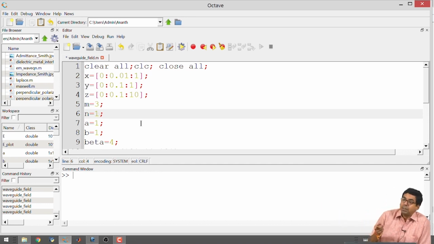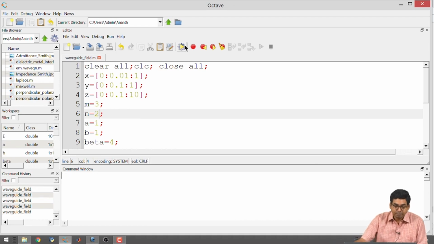Suppose I make n equal to 2. Because it is a square wave, it should have a similar effect. If I make n equal to 2, you should have 2 spots, one at the bottom, one at the top, and right in the middle there should be no field. So, I want to verify this. I am just going to make n equal to 2 and run it.